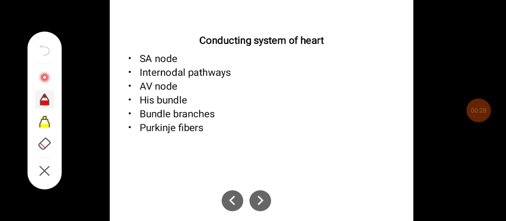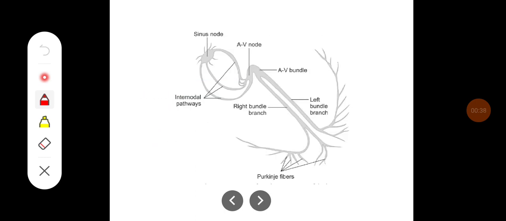The conducting system of the heart mainly comprises the SA node, internodal pathways, AV node, His bundle, bundle branches, and Purkinje fibers. So this is the diagram of the conducting system of the heart, which is initiated in the SA node. Then the impulses are transmitted to the AV node, AV bundle, and the left bundle branch and the right bundle branch. Then it gives rise to Purkinje fibers, which stimulate the excitation of the ventricular muscle mass.